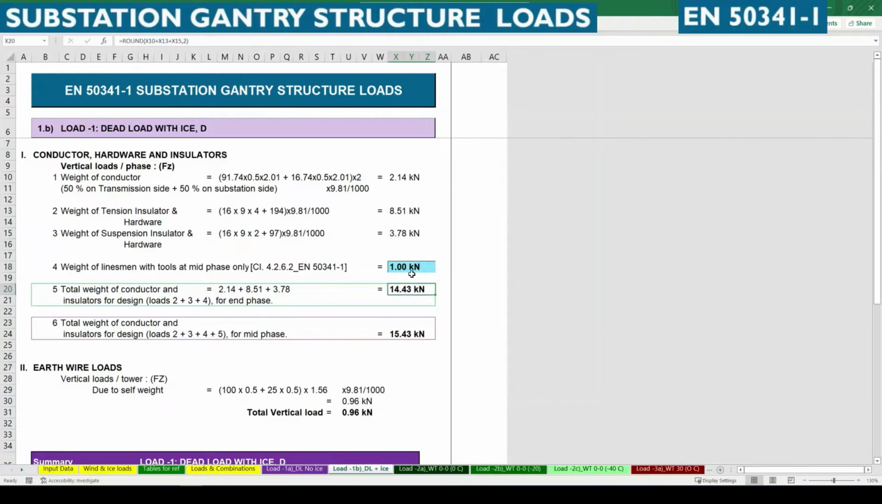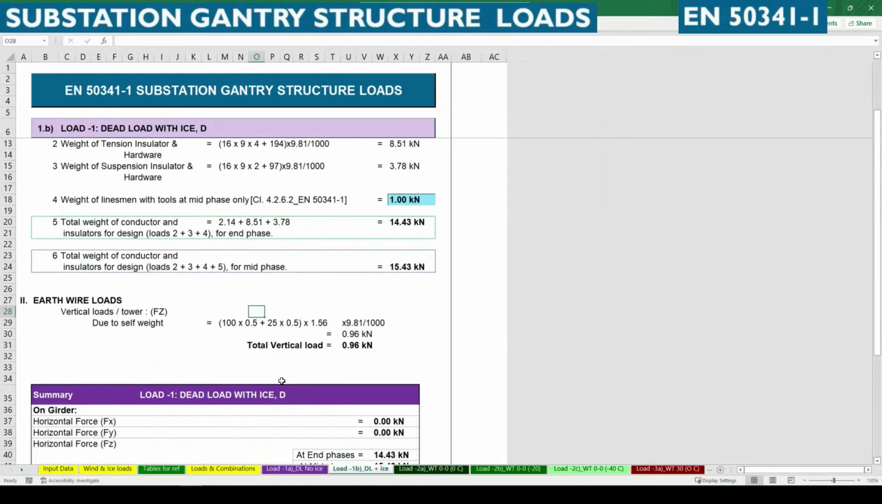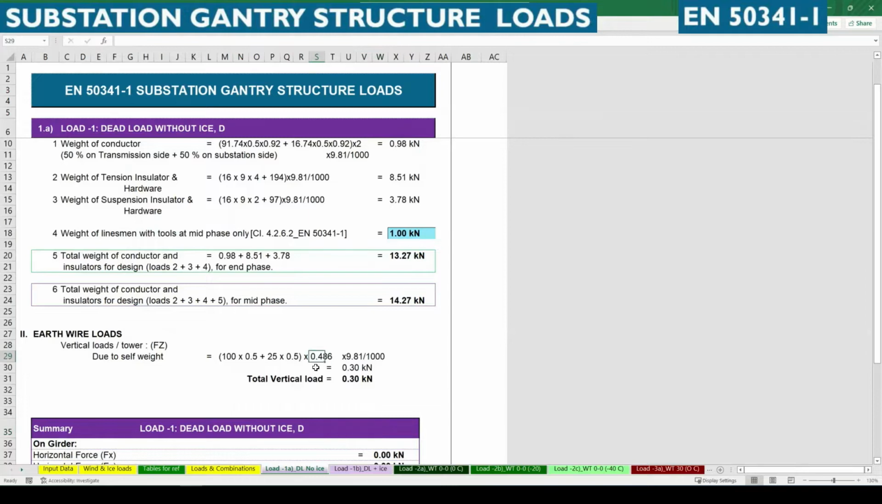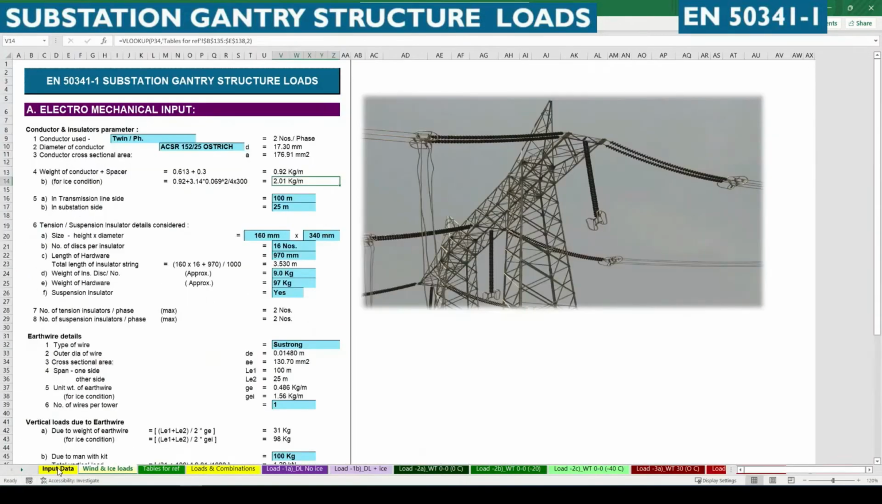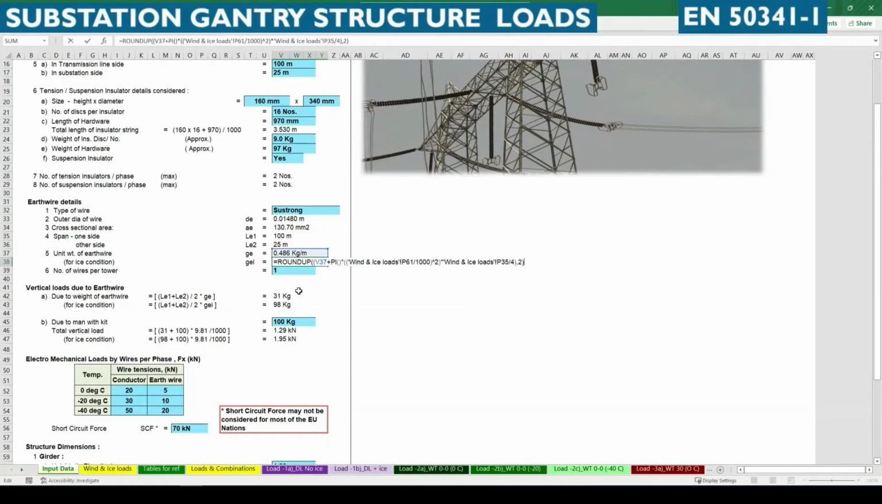So again the linesman with the tool is to be considered. So 14.43 kilonewton is at end span, and at mid span, adding this 1 kN, it is 15.4 kN. Similarly, for the earth load also we need to consider the weight as ice cover weight. So for the normal condition it is 0.486, and here we need to consider 1.56. That is what we calculated in the input data, 1.56 kg per meter.